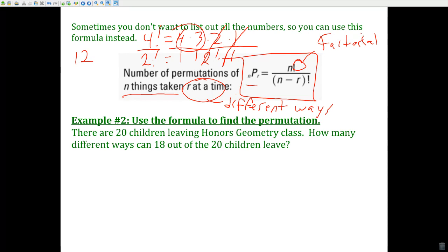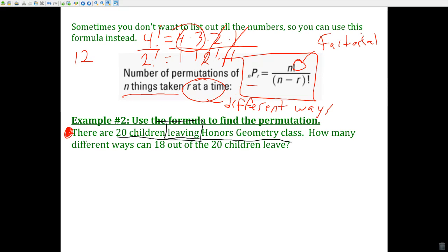on a calculator. Now, not a fan of this problem. This will get you a ginormous number. You will not get these kinds of numbers all the time, but it's good to show, good to apply to other classes, and gosh, I wish it was going to be a different problem, but this is what we got to work with. 20 children are leaving honors geometry class. Oh my gosh, you guys are leaving. How many different ways can 18 out of the 20 children leave?